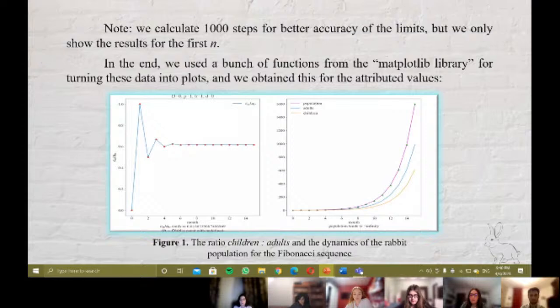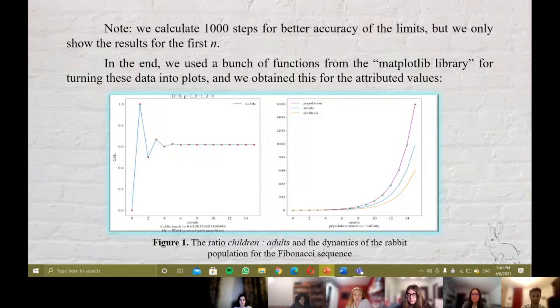Now I'll take over from Tudor and explain the graphics. On the left part is the ratio children-adults, and on the right side is represented the dynamics of the rabbit population. In figure 1, we can observe them for the Fibonacci sequence. When capital D and D are 0 and B and P are 1, the ratio Cn divided by An equals 1 divided by 5, which tends to 0.6, and the population tends to plus infinity as shown on the screen.